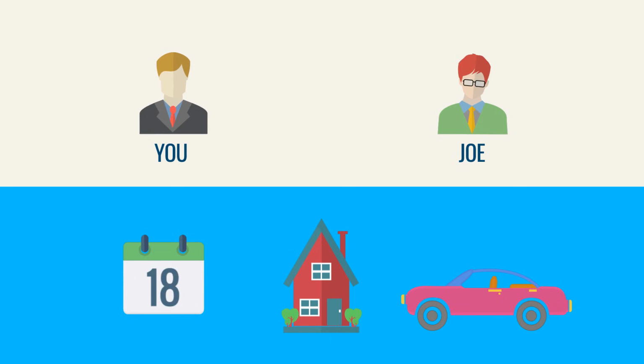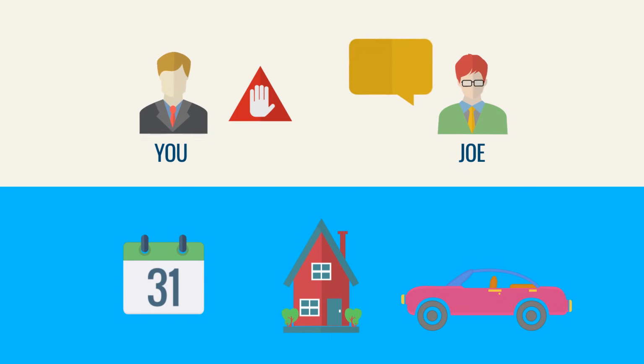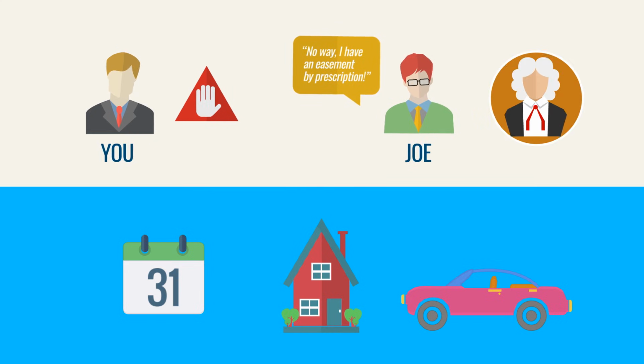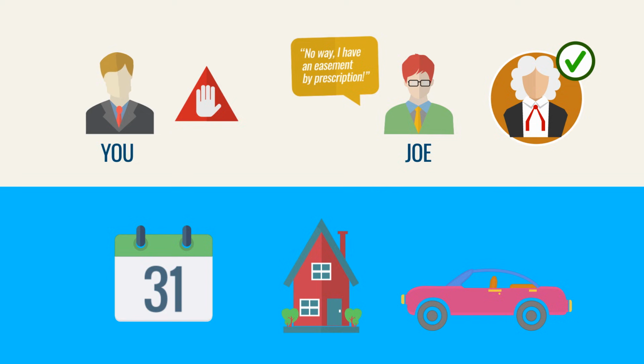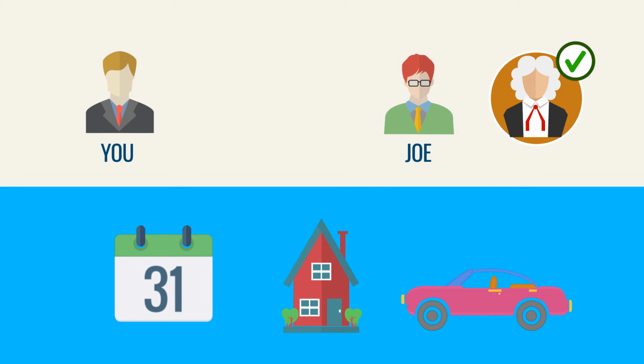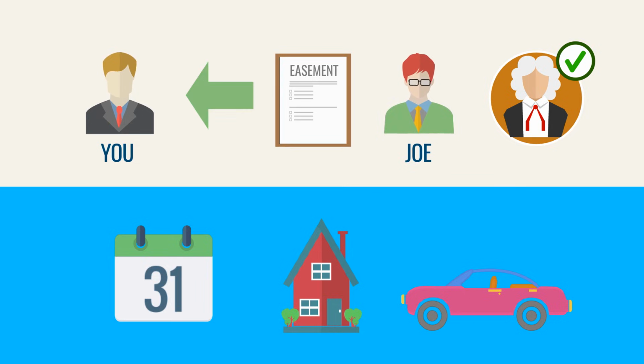Eventually you get tired of him driving across your property and tell him to stop. But he says, "No way, I have an easement by prescription." Joe takes the matter to court and the court agrees with him. The fact that Joe's actions persisted over a long period of time are a big factor in the court granting him the easement. And now, Joe has a permanent easement by prescription across your property.